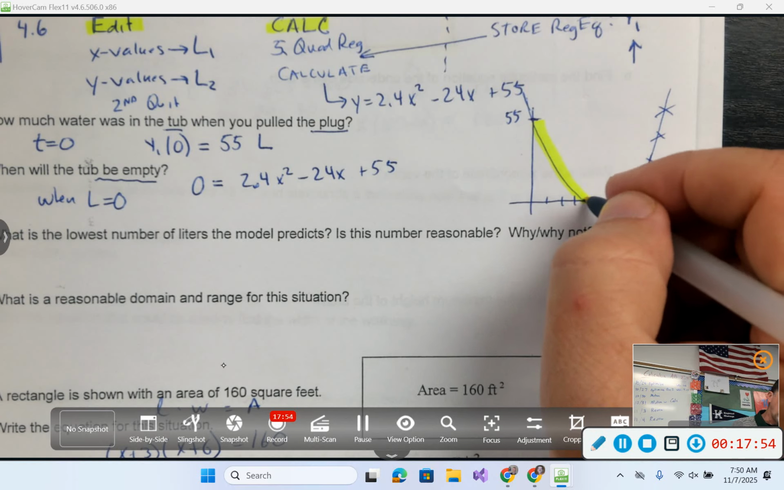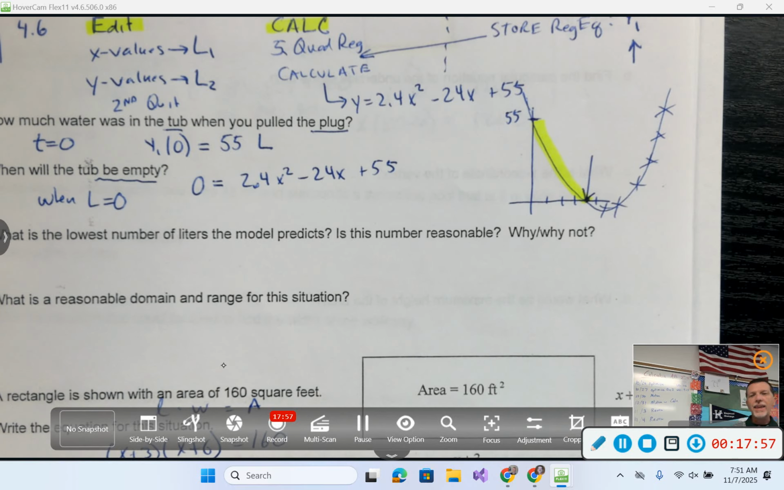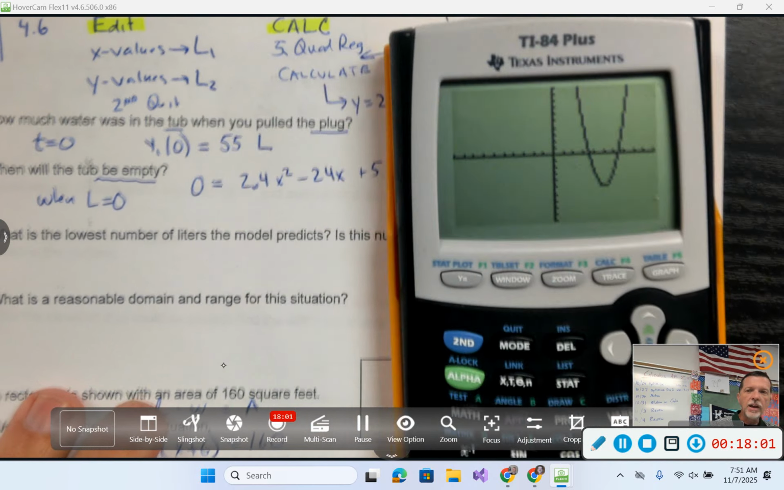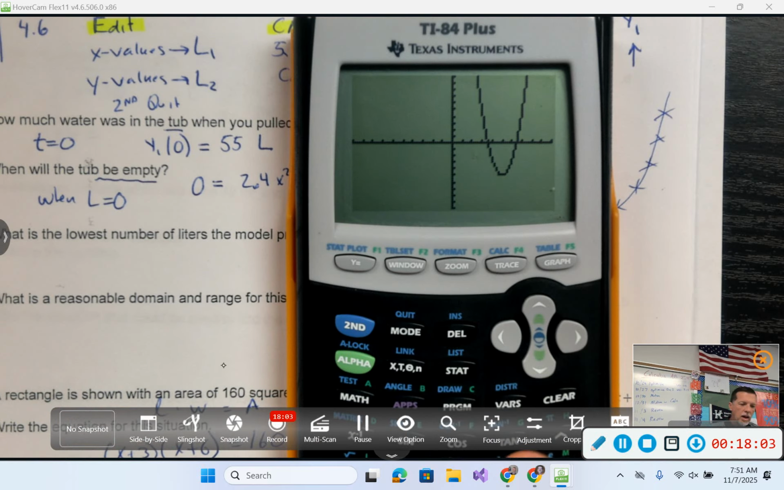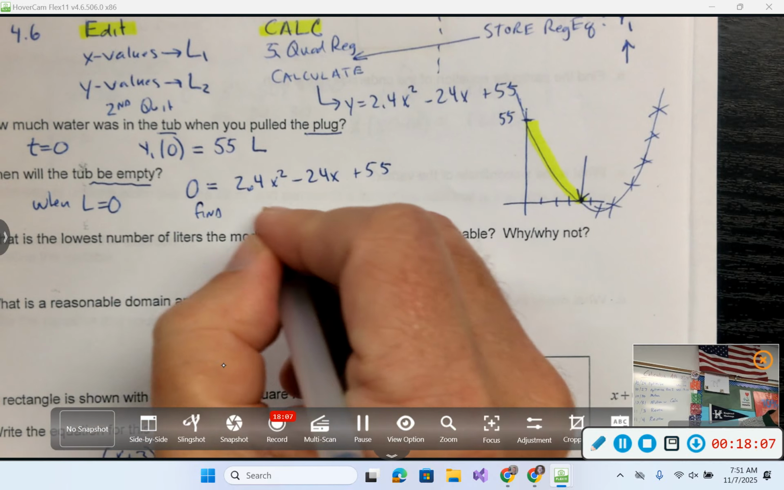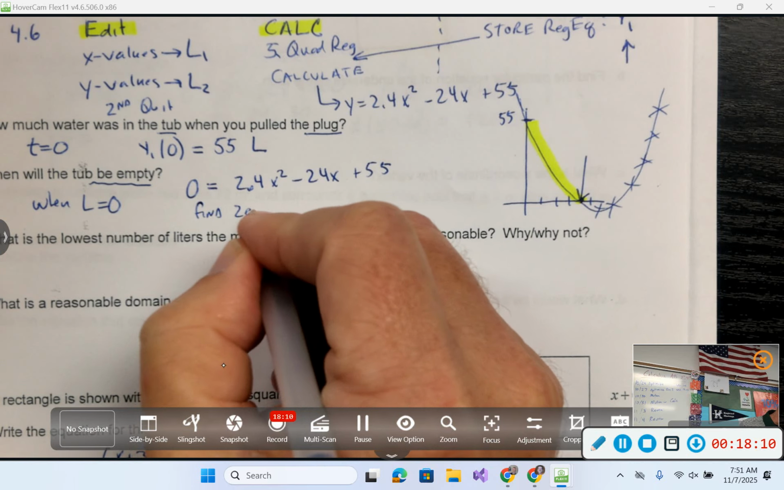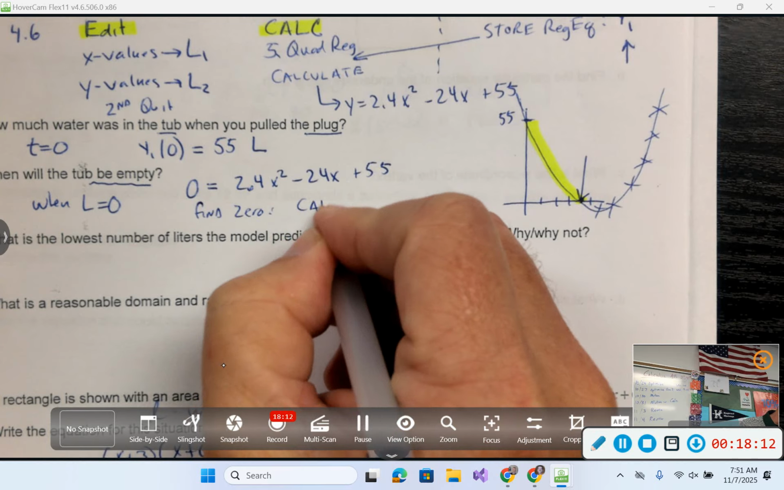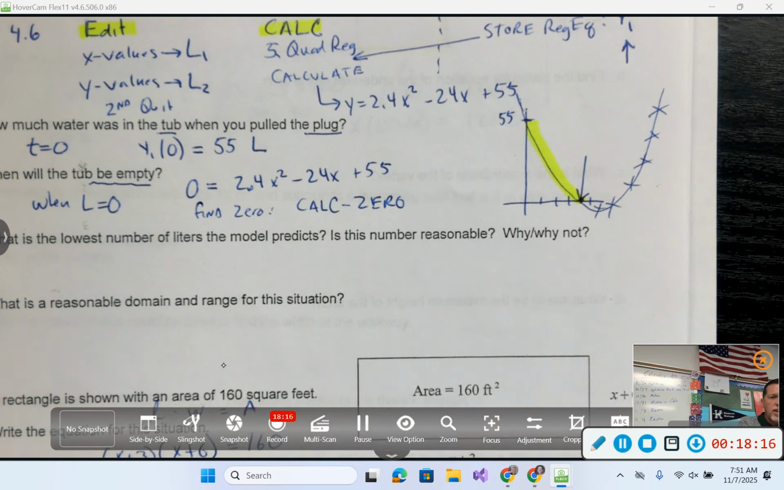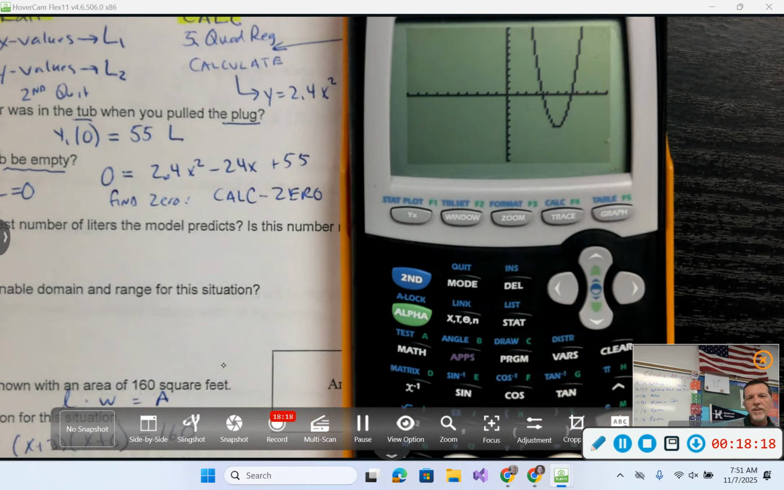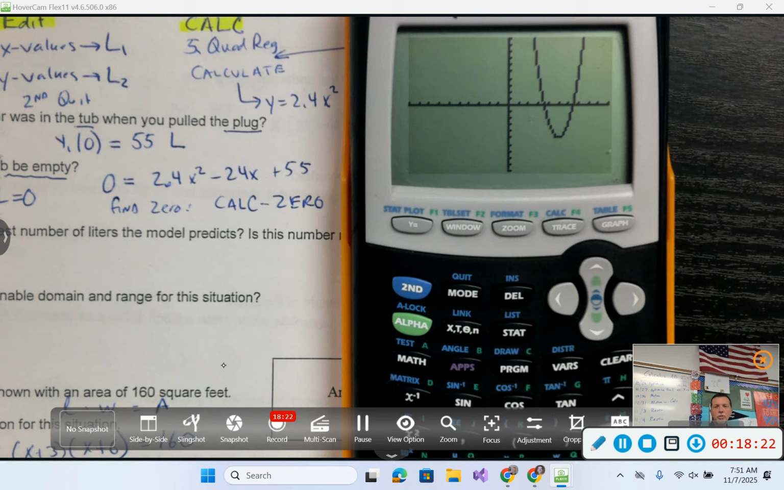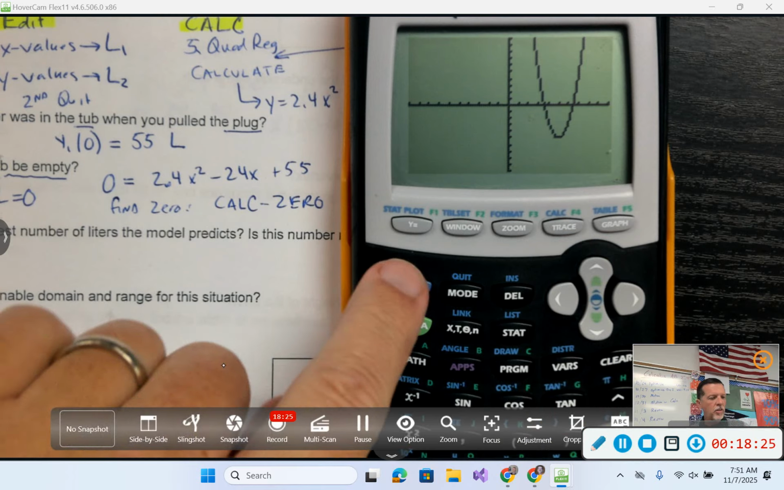Okay, so finding that spot. I can use the quadratic formula, but I want to show you a different way. I would like to find that 0. Some more calculator work here. We want to calculate some stuff. So while we're on the graph, there's a button that says calc up there. I want to do some calculations on my graph. So second calc.